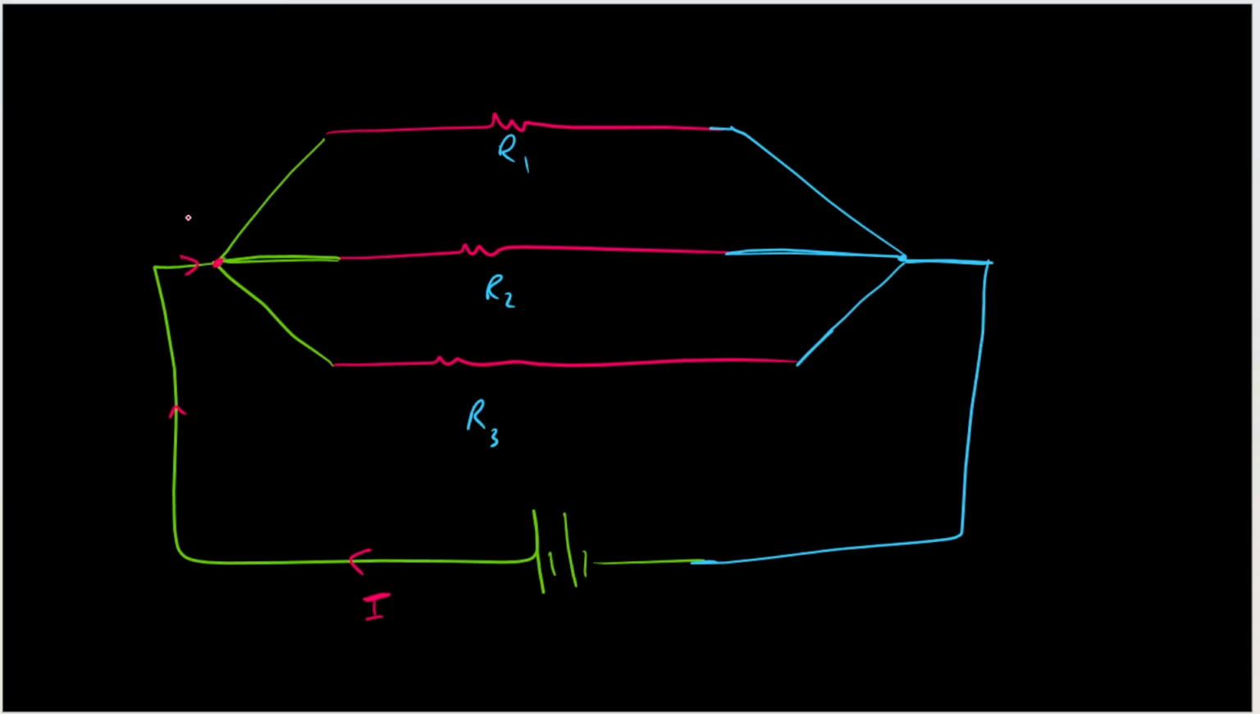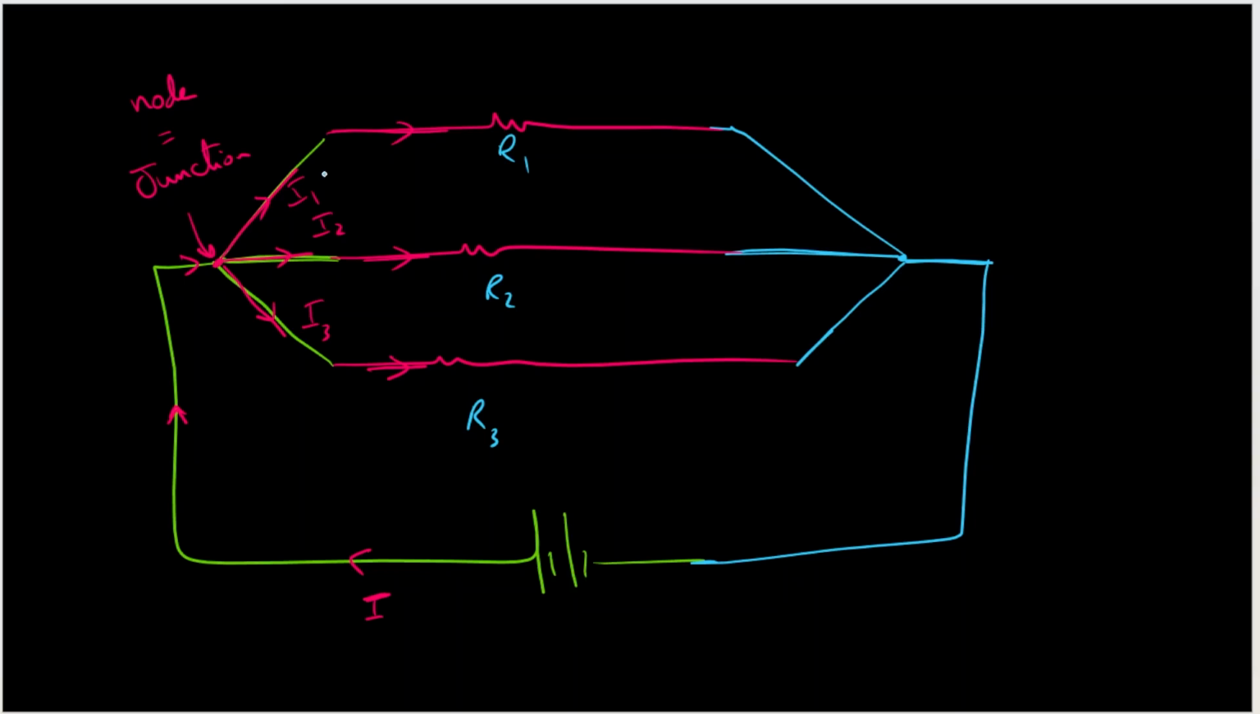When it comes here, this is called the branching point, or junction, or node. The current will be divided into three parts. This is I1, this is I2, this is I3. The sum of the currents on all branches should be equal to the total current.